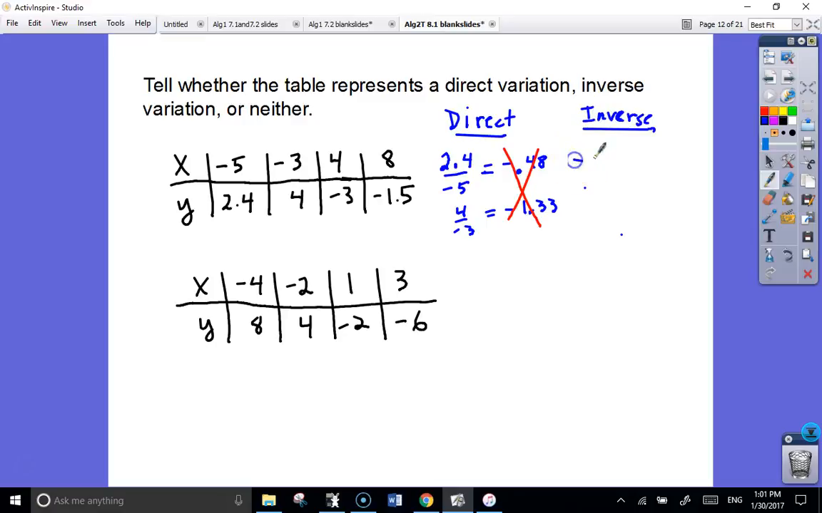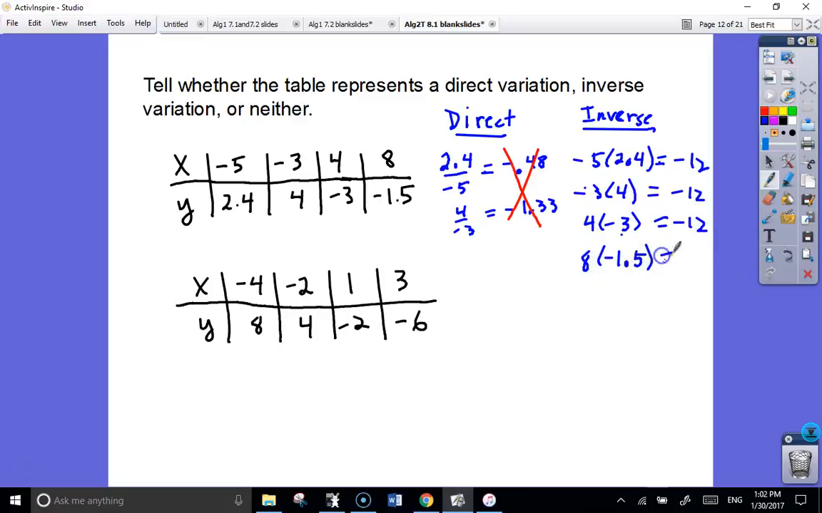Okay, what is negative 5 times 2.4? About negative 12. Okay, what is negative 3 times 4? Negative 12. How about 4 times negative 3? Negative 12. And finally, what is 8 times negative 1.5? Equals negative 12. So what does that tell us? It's an inverse, right? Since the product is constant, it's an inverse.